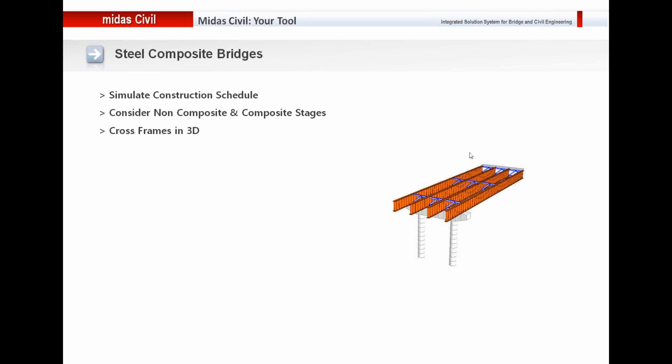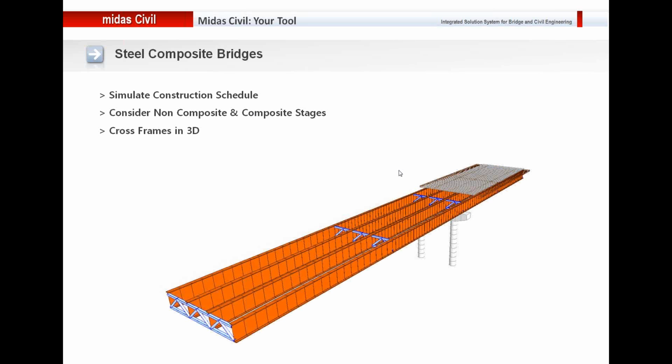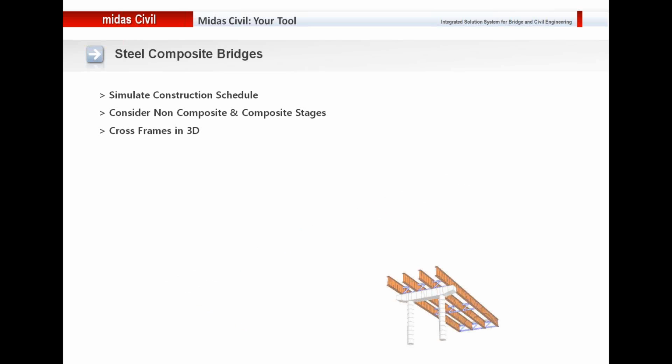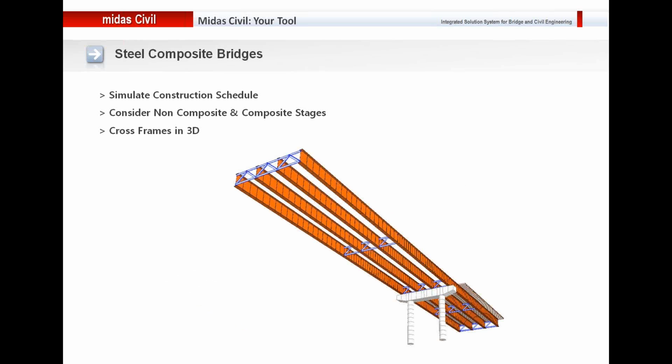Talking about the steel composite bridges, which is another type of bridge widely constructed throughout the world. Here you can see that in Midas Civil you can simulate the different construction schedule of this bridge. You can consider the composite as well as the non-composite stages, and you can model the cross frames in 3D in Midas Civil. So I have created some animation so that I can show you the different stages, the non-composite and the composite stage, and you can also appreciate the cross frames which have been modeled in 3D in this particular bridge model.